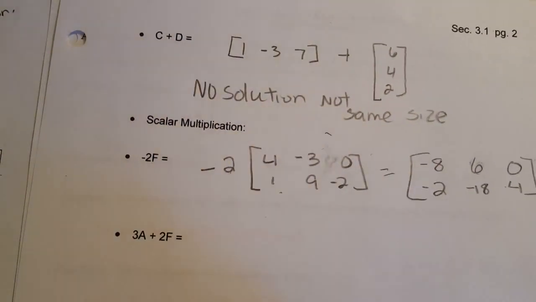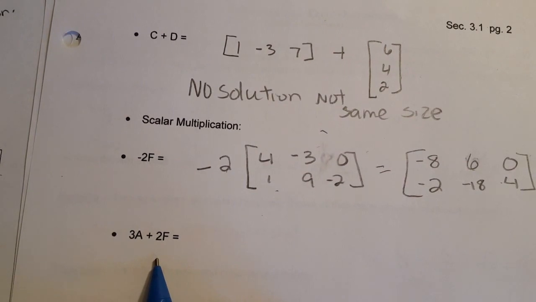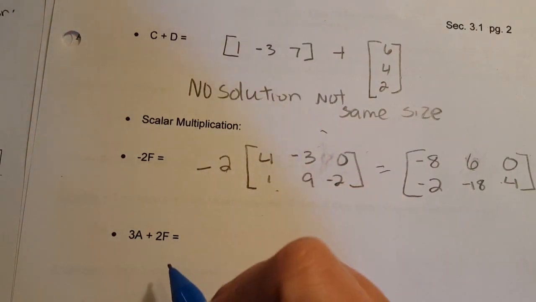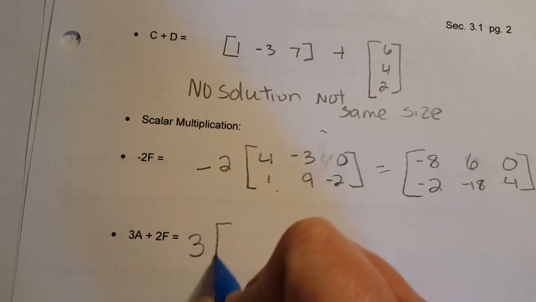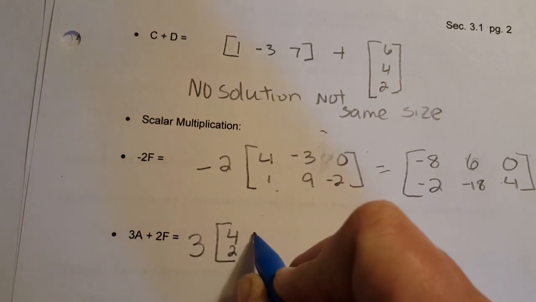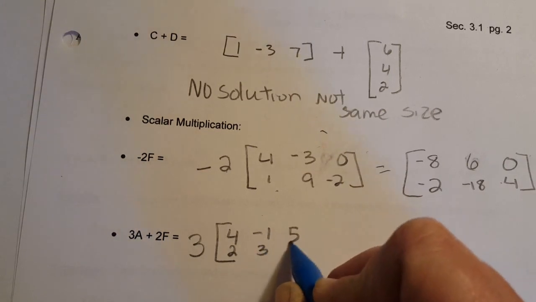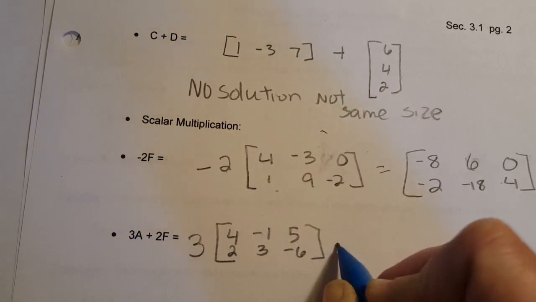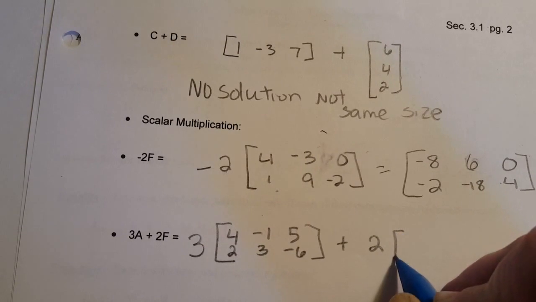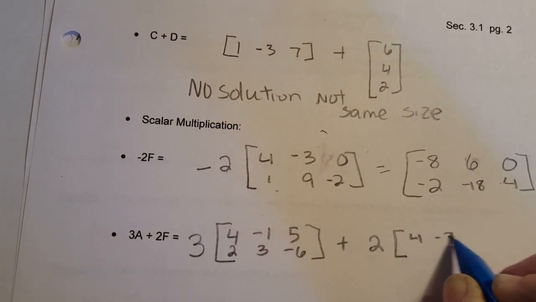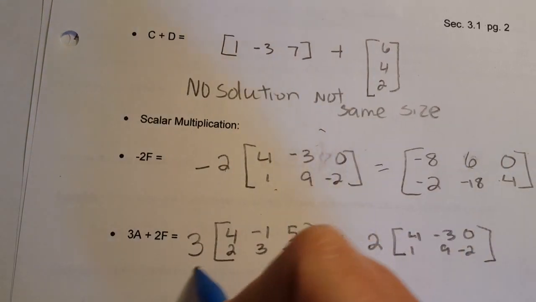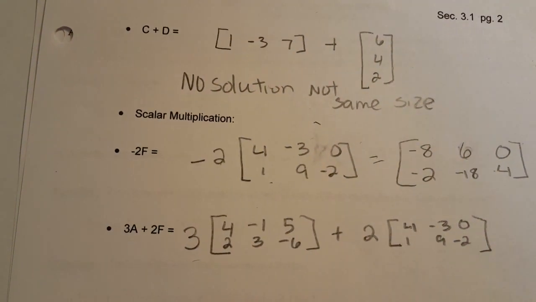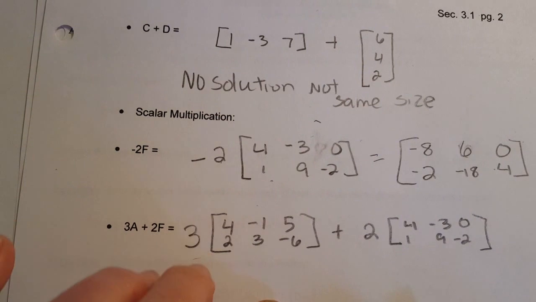And then this one, 3A plus 2F. So that's saying 3 times matrix A plus 2 times matrix F, and then adding the two together. So I'm going to leave that for you to do, and you can check with me in class. Make sure you ask.